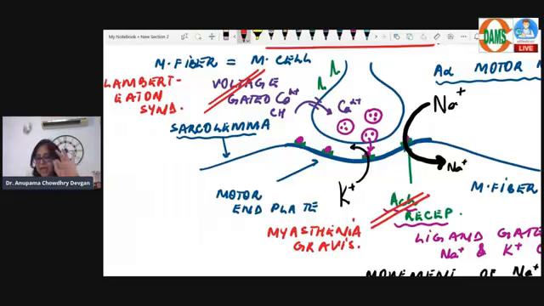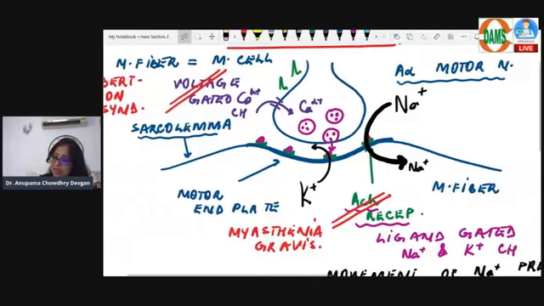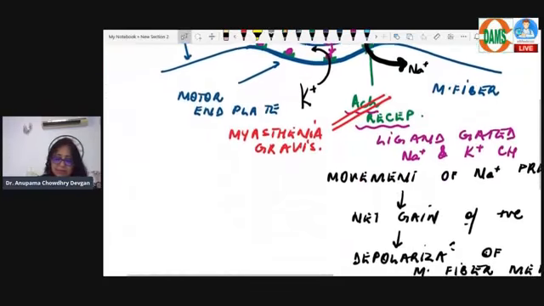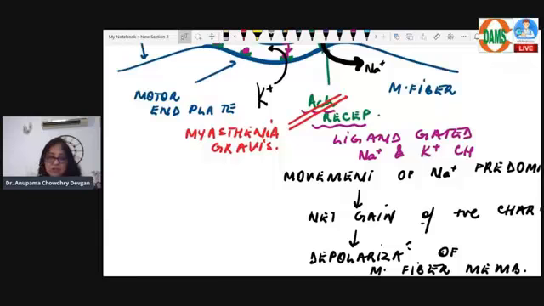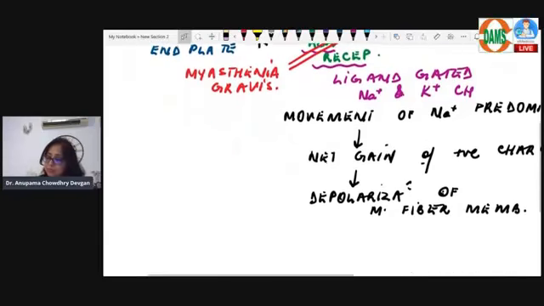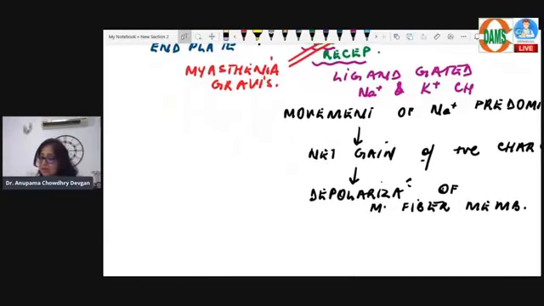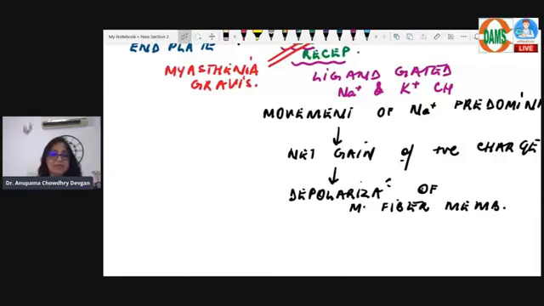Again, briefly, the action potential reaches the end of the A-alpha motor neuron, opening voltage-gated calcium channels, influx of calcium, exocytosis of acetylcholine. Acetylcholine will combine with its receptor. Acetylcholine receptors are ligand-gated sodium and potassium channels. Movement of sodium will predominate. There is a net gain of positive charge, which results in depolarization of the muscle fiber membrane.